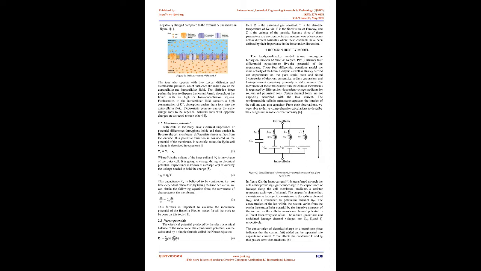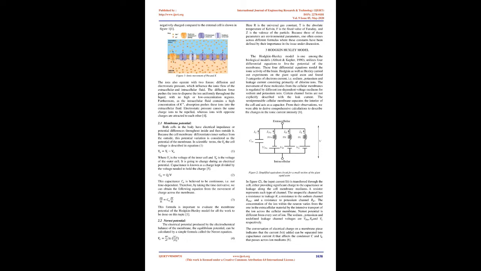The ions also operate with two forces, diffusion and electrostatic pressure, which influence the ionic flow of the extracellular and intracellular fluid. The diffusion force pushes the ions to disperse uniformly throughout the liquid, with no high or low concentration regions. Furthermore, as the intracellular fluid contains a high concentration of K plus, diffusion pushes these ions into the extracellular fluid. Electrostatic pressure causes ions of the same charge to be repelled, whereas ions with opposite charges are attracted to each other. Both cells in the body have electrical impedance or potential differences between inside and outside it.